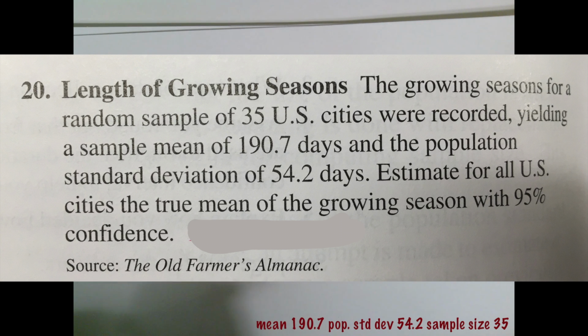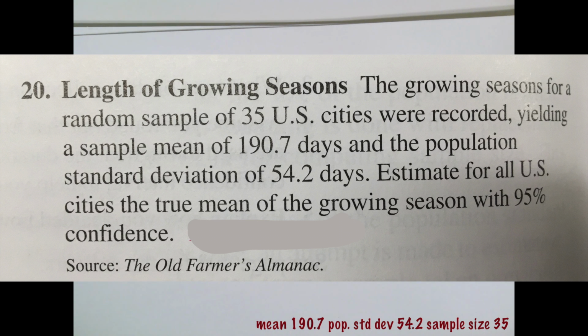So let's try this first problem. Length of growing seasons. The growing season for a random sample of 35 U.S. cities were recorded, yielding a sample mean of 190.7 days and the population standard deviation of 54.2 days. Estimate for all U.S. cities the true mean of the growing season with 95% confidence.